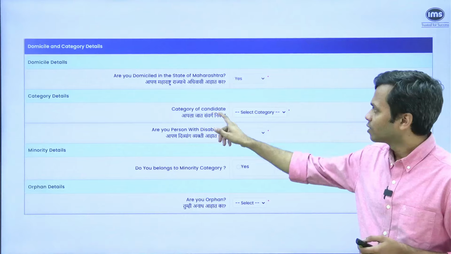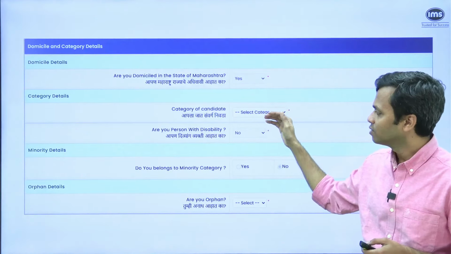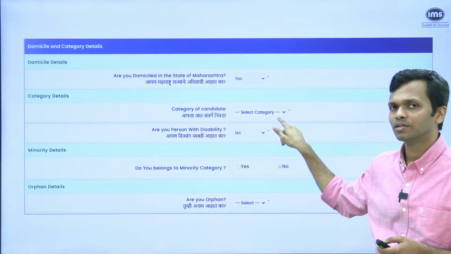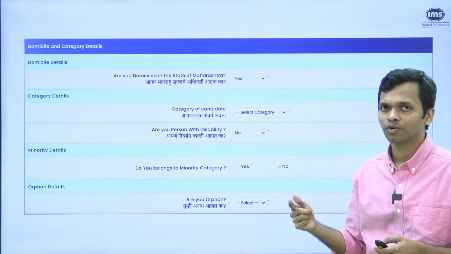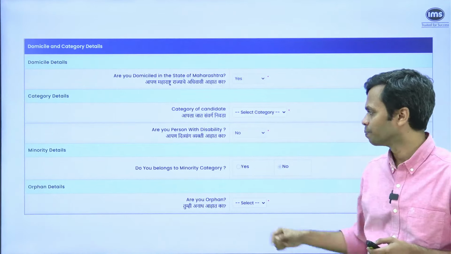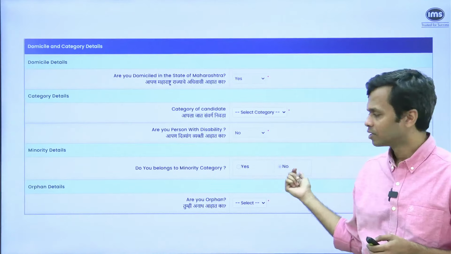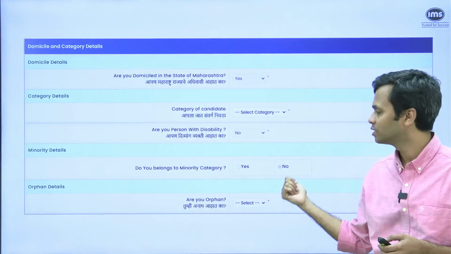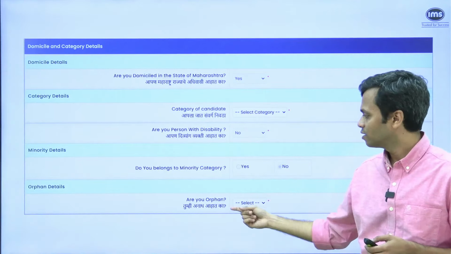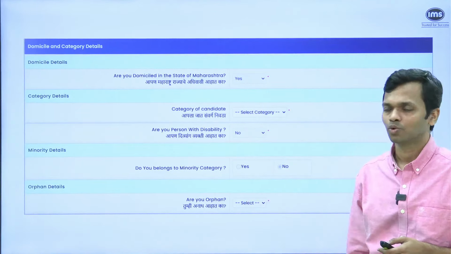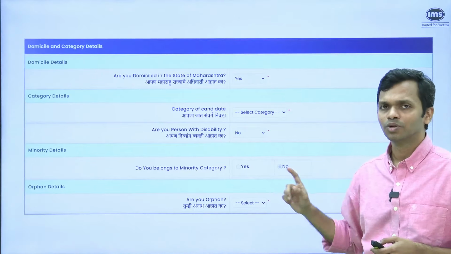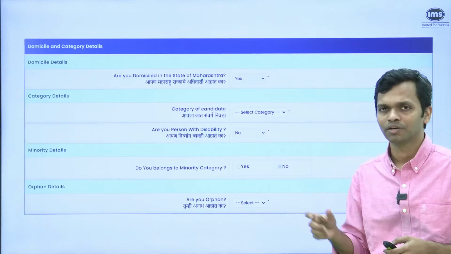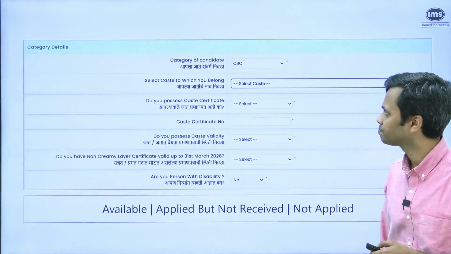So it shows category of candidate. You have to select the category, and the follow-up question is, are you a person with disability? Depending on what you select here in category, there will be other set of questions that you need to answer, which I will show. Do you belong to minority? Again, a yes no question. I had selected no at that point of time, that's why it is pre-populated. I cannot change it. And then it shows, are you an orphan? Again, it's a yes no question. If you select yes for this, you need to give documentation. So they have given a pro forma, and you need to submit that.